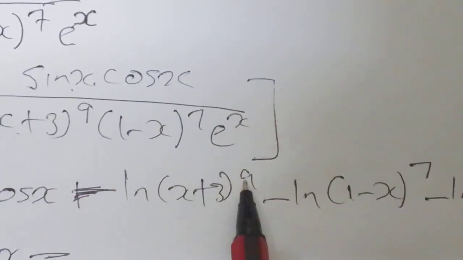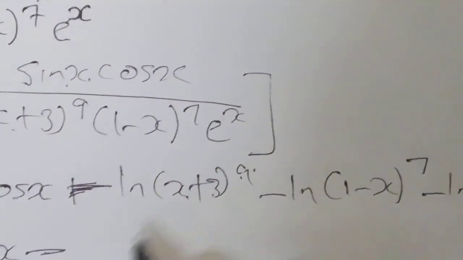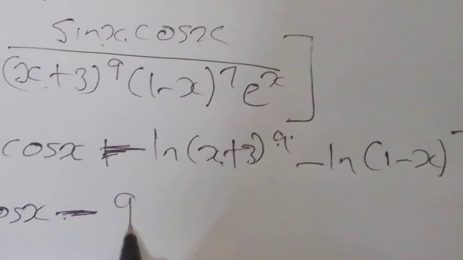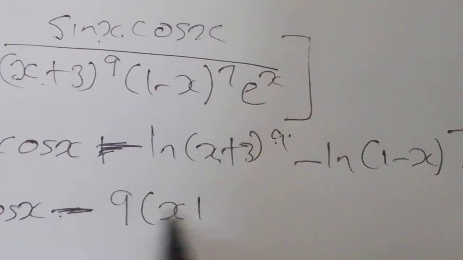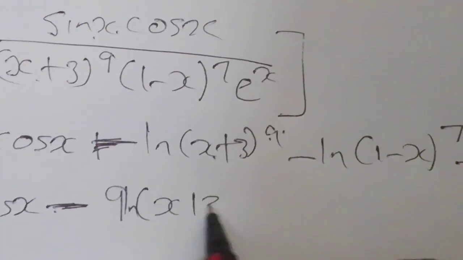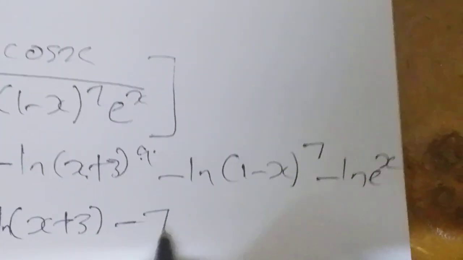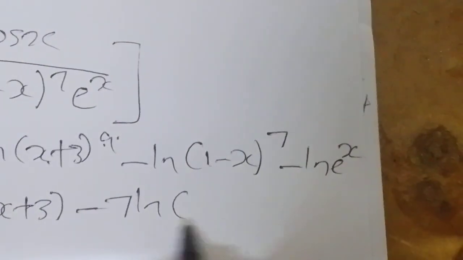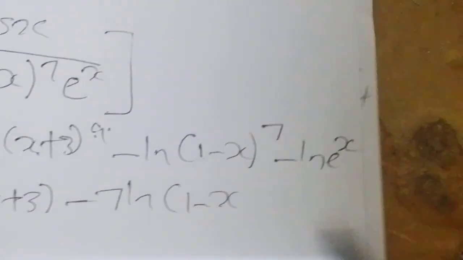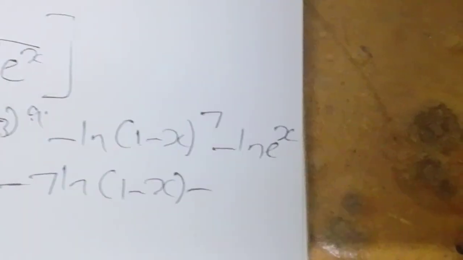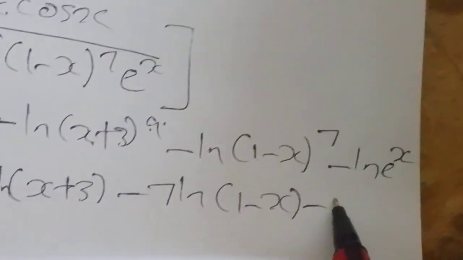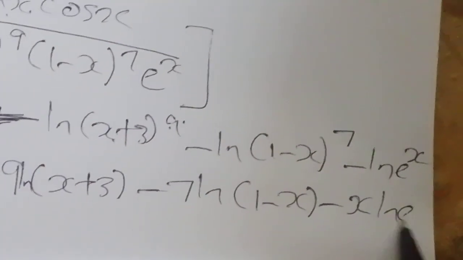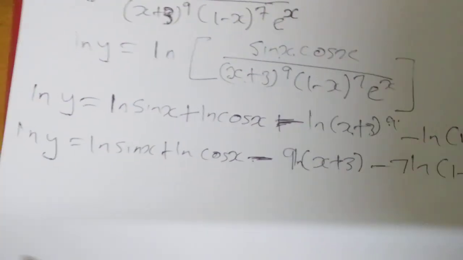So let's write this part: ln y is equal to ln sin x plus ln cos x, then minus. From this part you drop down the power. The base stays and you drop the power, so this will be minus 9 ln(x + 3), then minus you drop down the power 7, 7 ln(1 − x), then minus you drop down this x, which will be x ln e. Now if you reach this stage, you start differentiating.